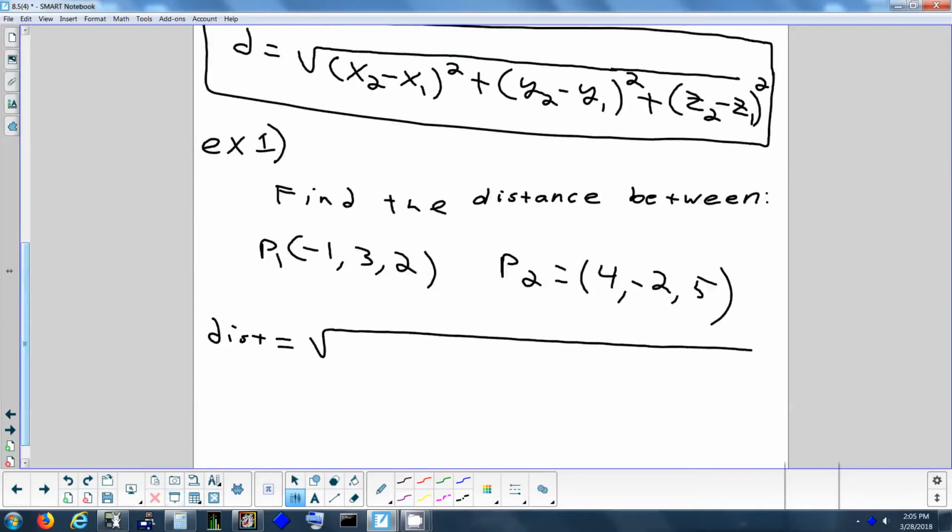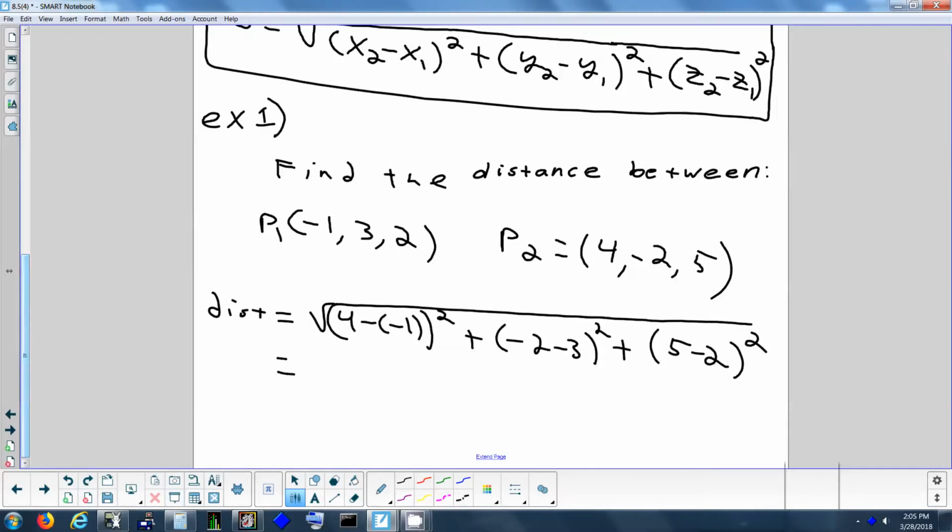All right, so Trevor, can you tell me the first 2 things that I would subtract? 4 minus -1, and we square it, plus, Tessa, can you give me the next 2? -2 minus 3, squared. And Caleb, last 2? 5 minus 2 squared. Okay, so we do that out.